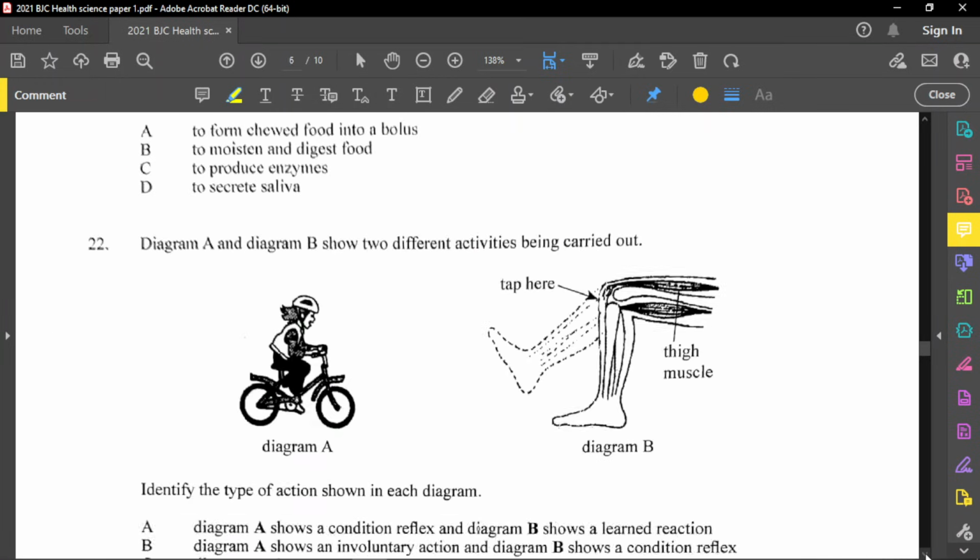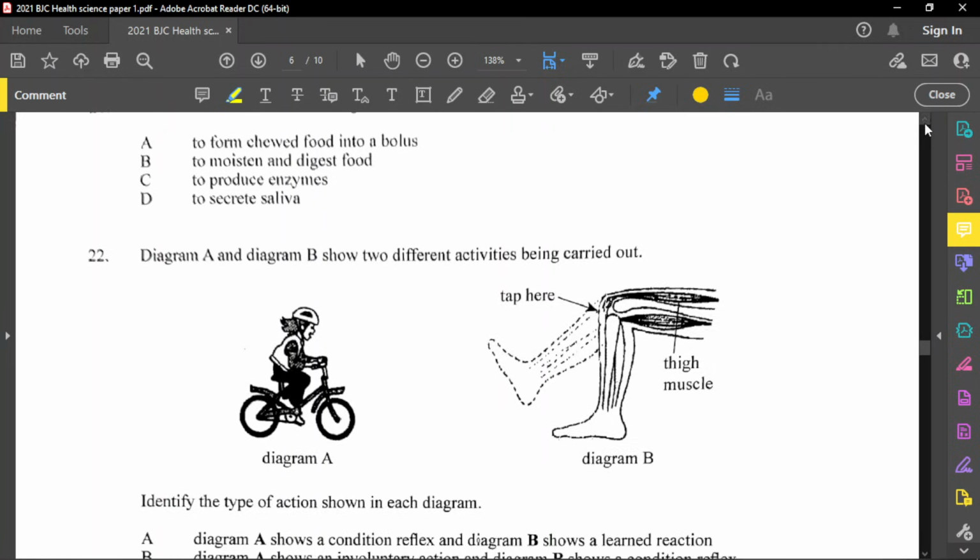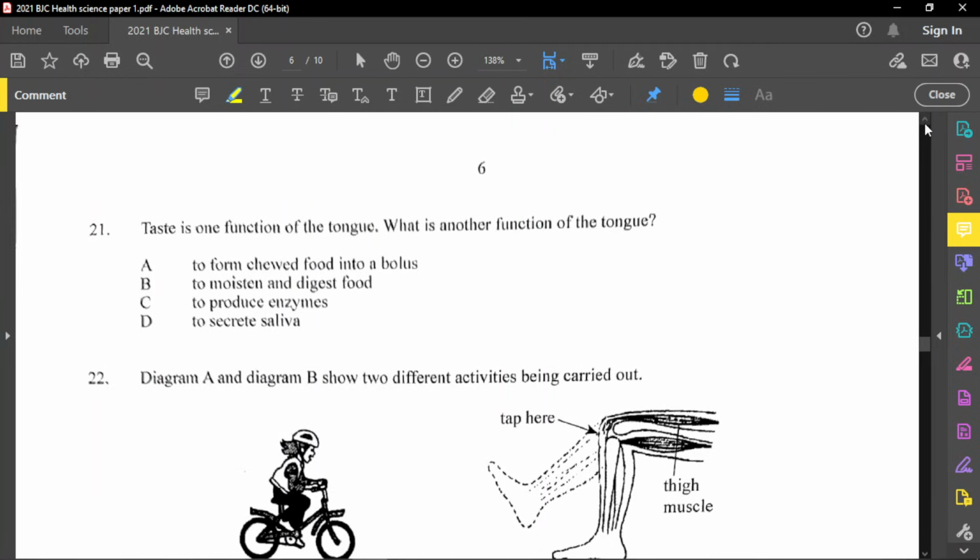Next question here said, taste is one function of the tongue. What is another function of the tongue? All right, so if taste is one function of the tongue, what else is it doing? So the tongue helps you to do what? Help you to talk, for sure. All right, but let's see what is there to see.